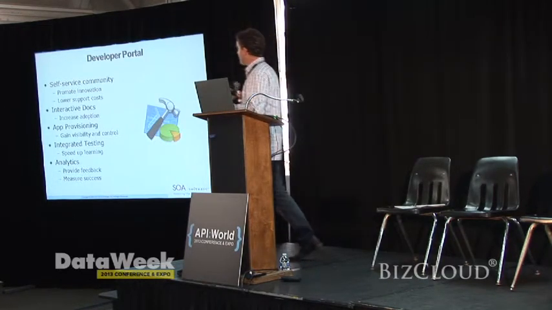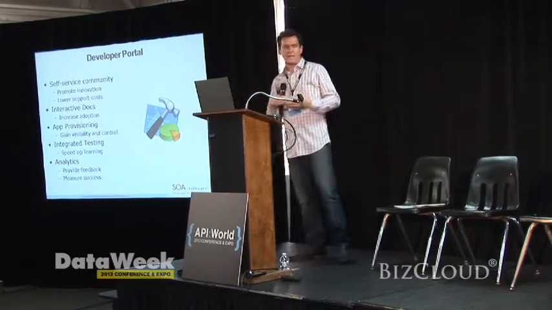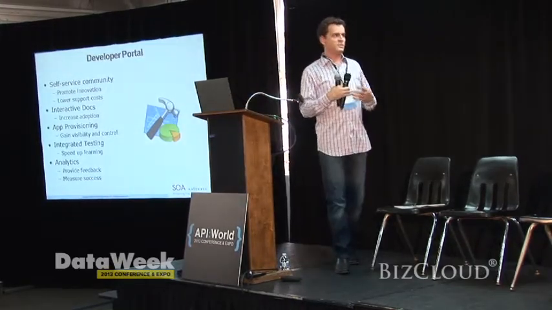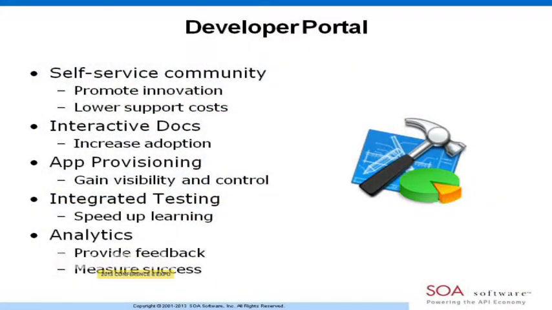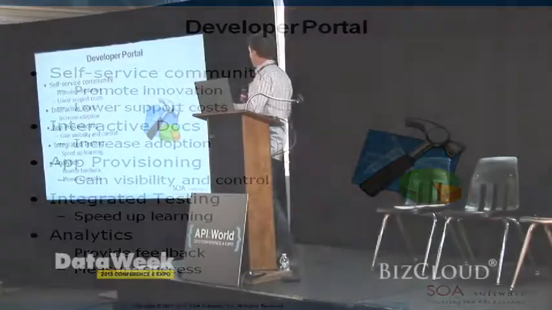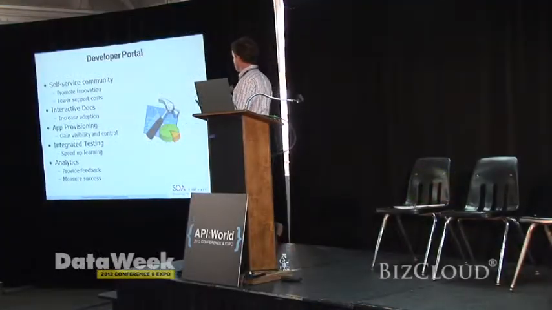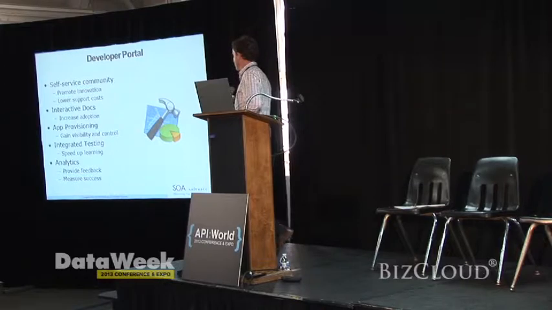You then want to manage app provisioning, so how do people sign up and get an API key? How do they then use that key? How do you control and apply policies to that transaction? And how do you manage the life cycle of the various apps and the certification of various apps that are using your APIs? Integrated testing, you need to provide them with some kind of console where developers can come and test the API and learn about your API.